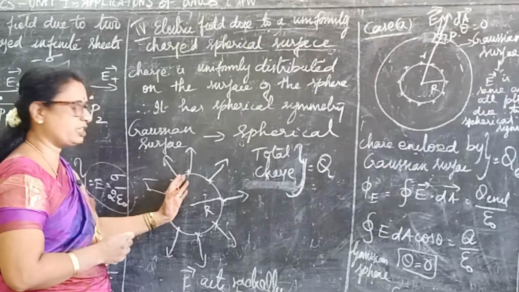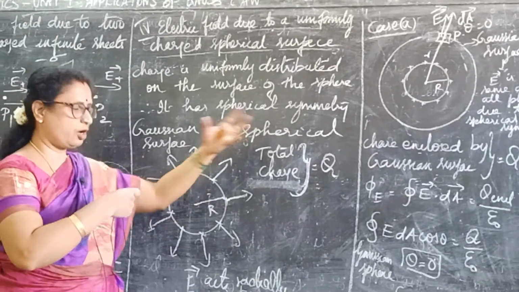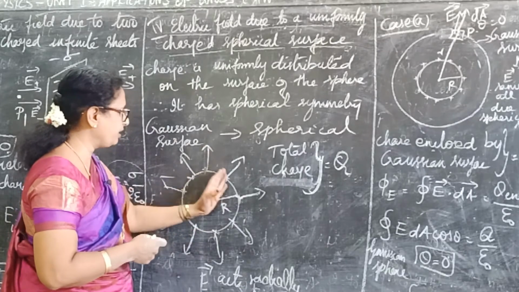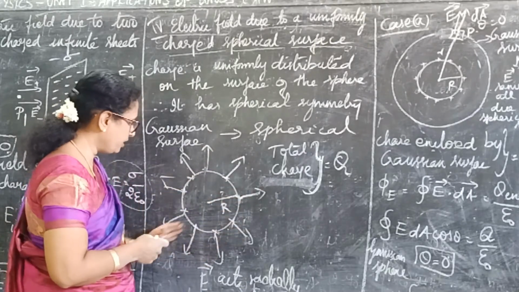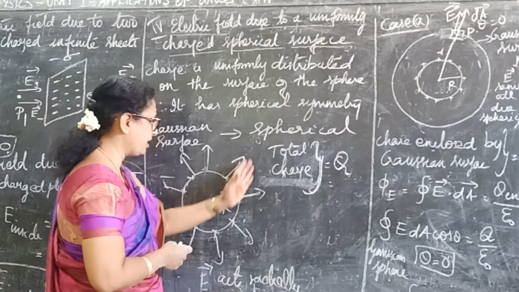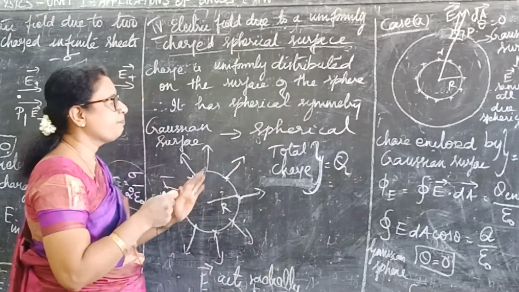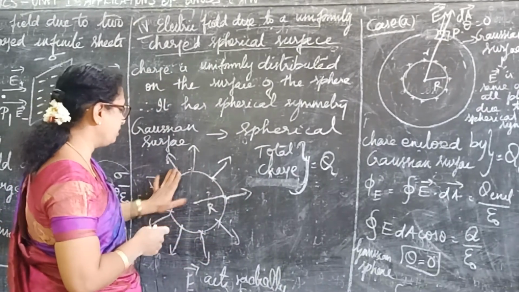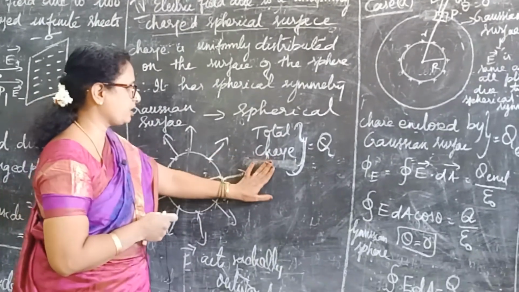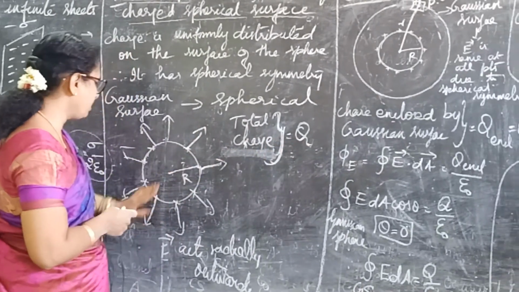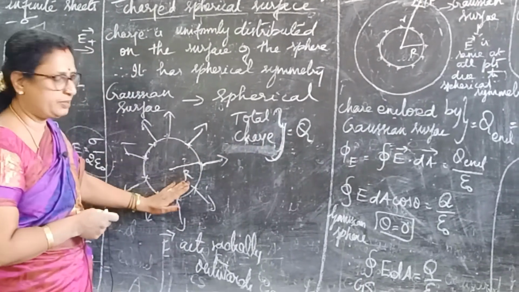Positive charge means the electric field will act outwards. So at all points on the sphere, the electric field emanates in all directions, that is, the electric field acts radially outwards. This is the direction of the electric field. Now in this case, the total charge present on the surface of the sphere is Q. This we have to remember, and the radius of the sphere is capital R.